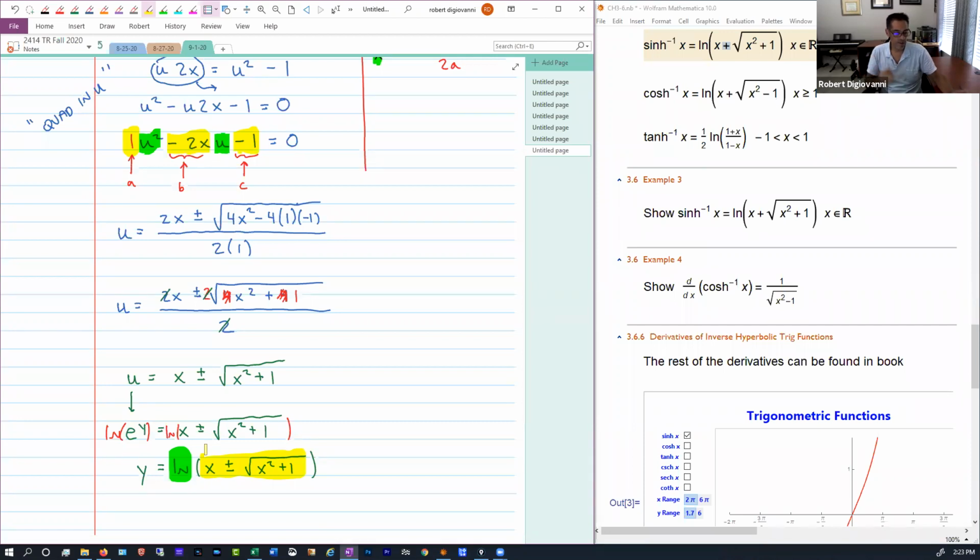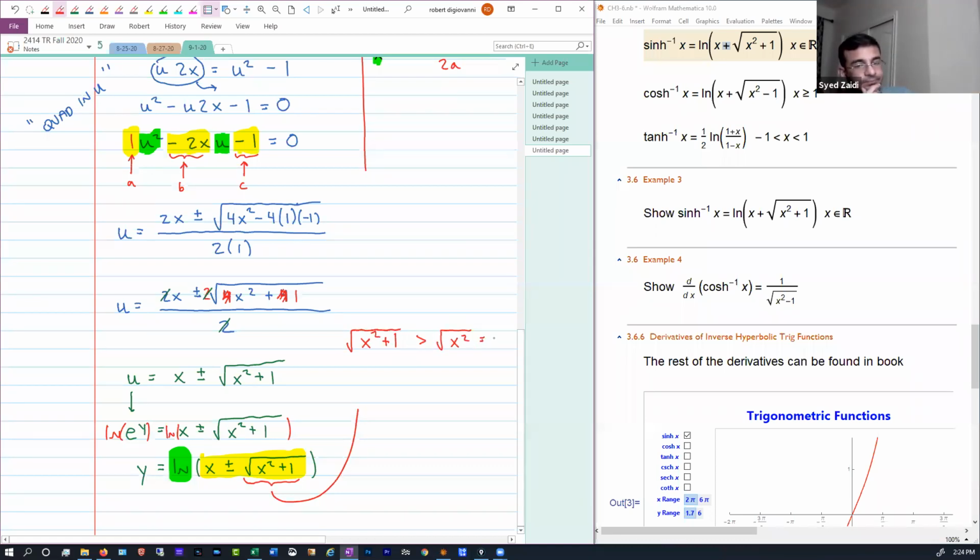And we also need to notice that this expression right here, you'll need to think about this. Do you all agree that the square root of x squared plus 1 is always bigger than the square root of x squared? Do you all agree with that statement? Yes. Right? And that's equal to x, or you could say the absolute value of x.